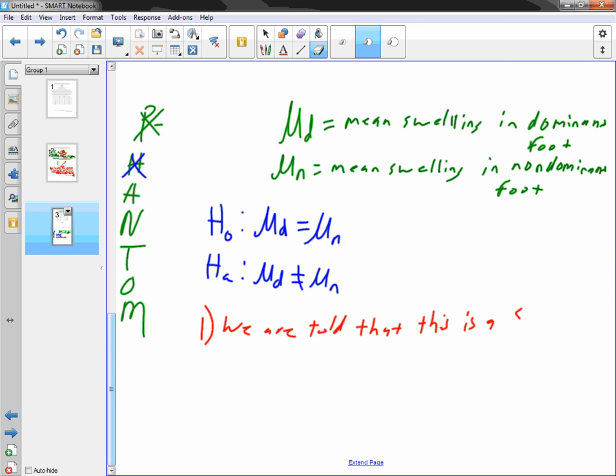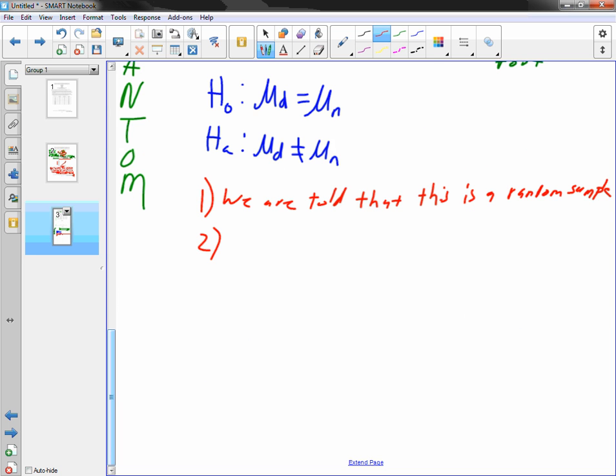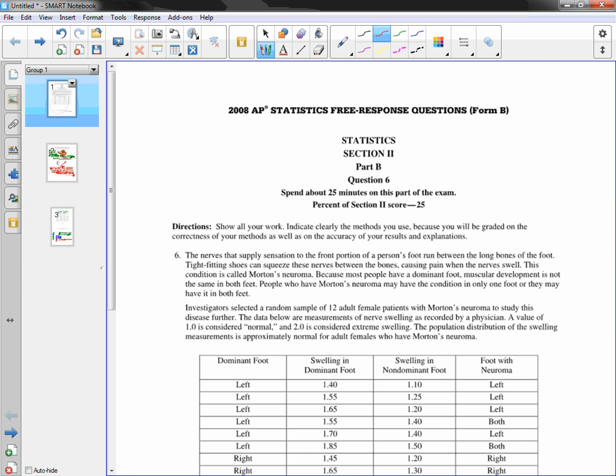this is a random sample. Okay, so you're good there. The next thing that you need is you need to make sure that this thing is approximately normally distributed, or that it doesn't have any really bad skewness and stuff. So we're told that the distribution, you could say this as well, because you were told that the distribution was normal.